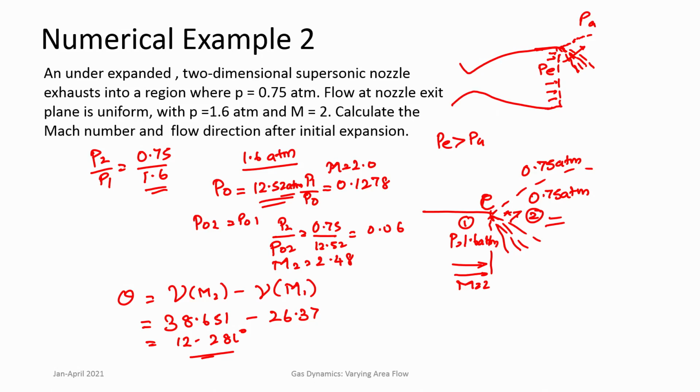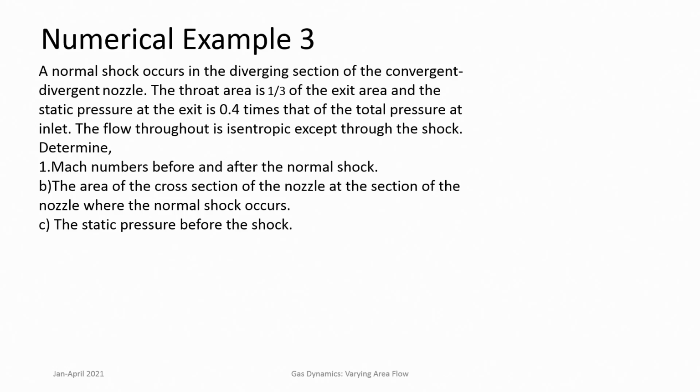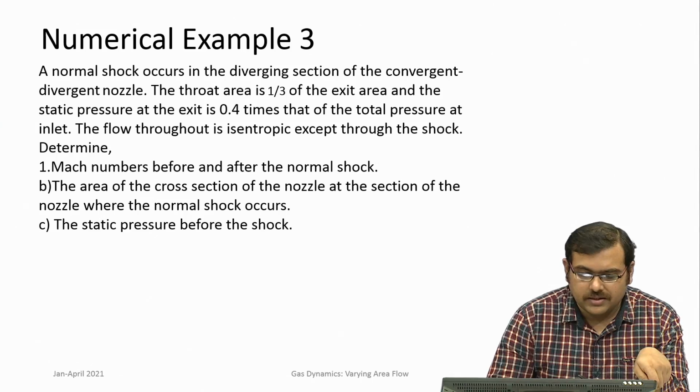Okay. So, in the next problem, a normal shock occurs in the divergent section of the convergent divergent nozzle. Throat area is 1/3 of the exit area, and static pressure at the exit is 0.4 times that of total pressure at inlet. Flow throughout is isentropic except through the shock. Determine Mach numbers before and after the shock, area of cross section of nozzle at the section where the normal shock occurs, and static pressure before the shock.